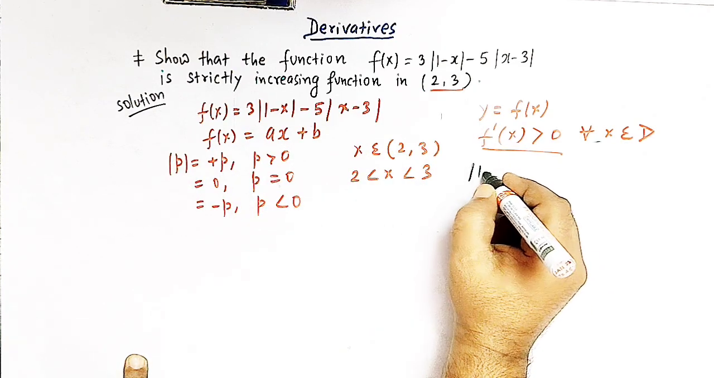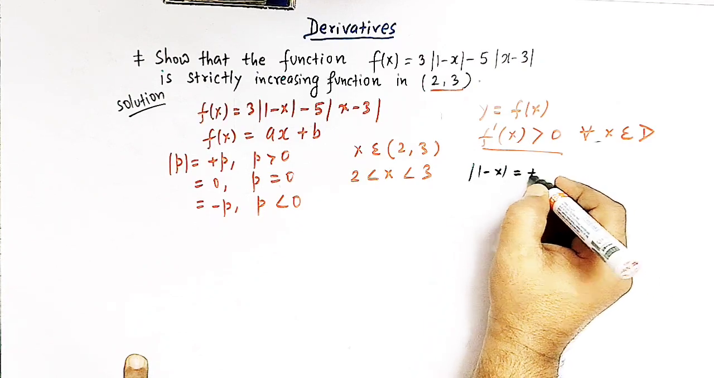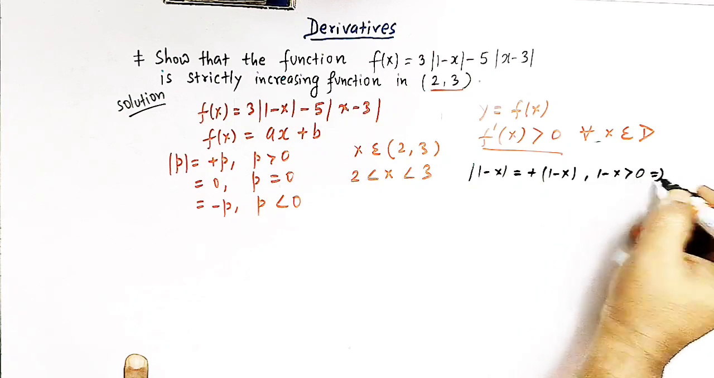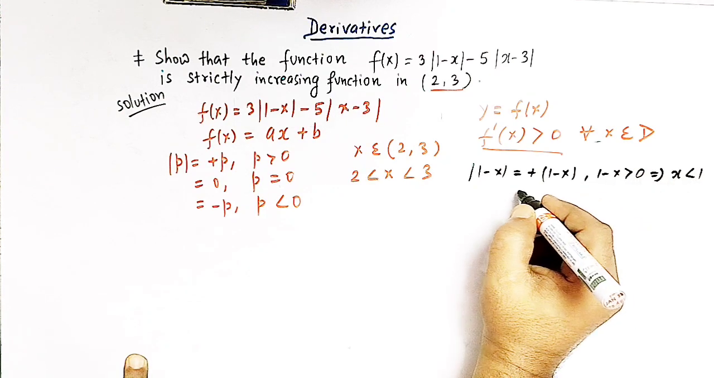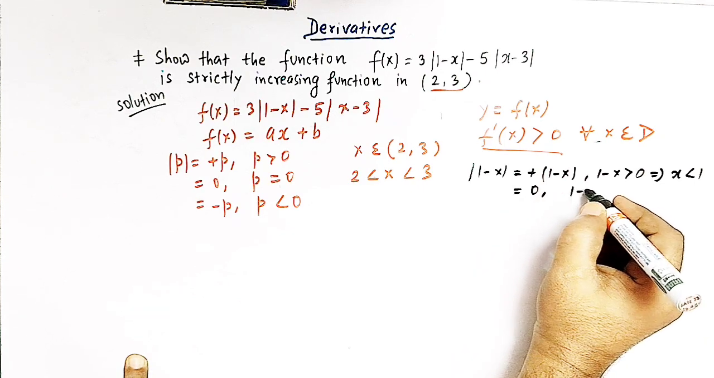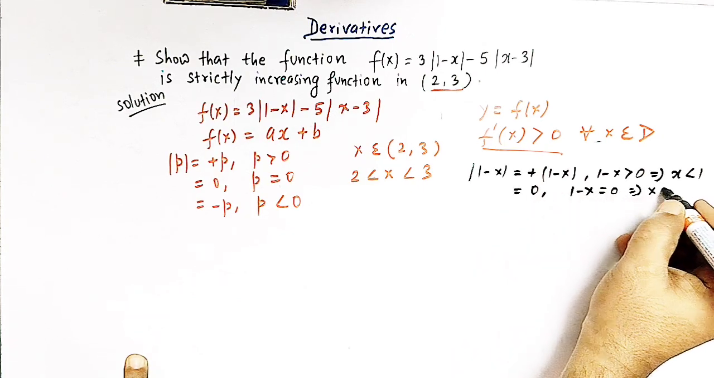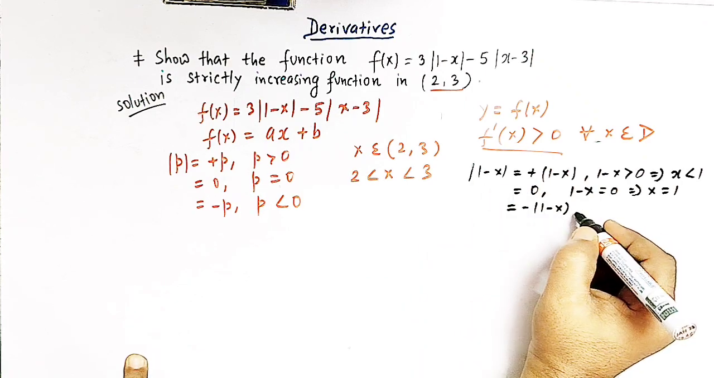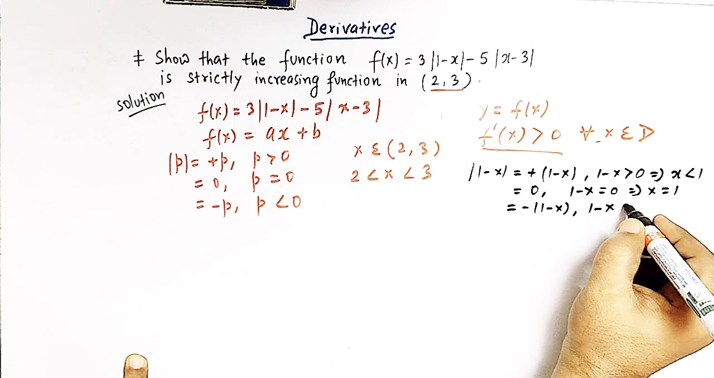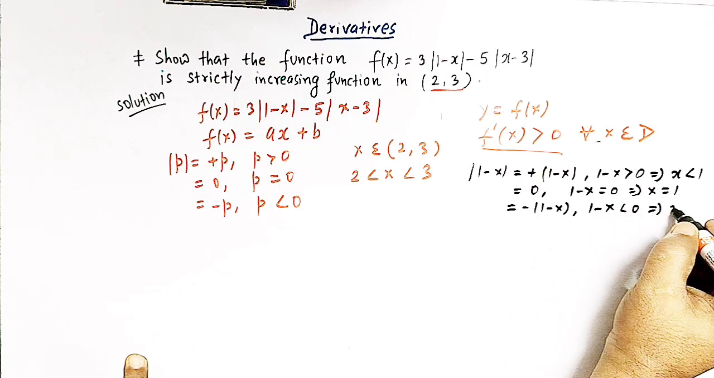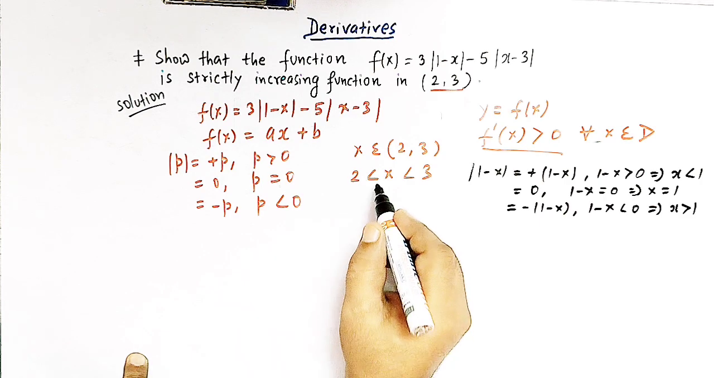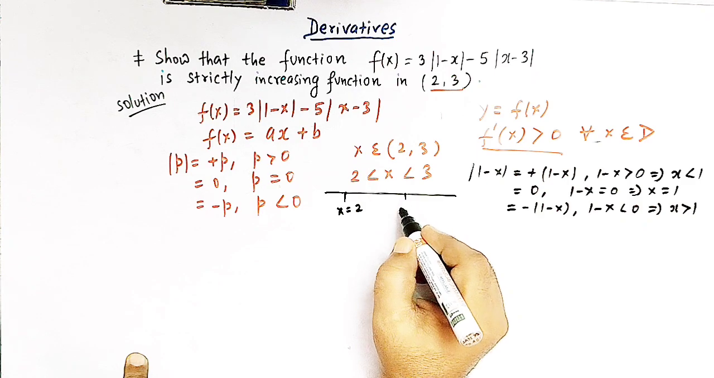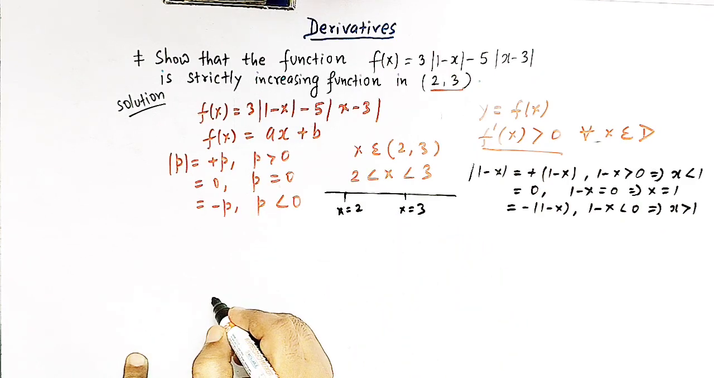So we have mod of 1 minus x is equal to a positive 1 minus x whenever 1 minus x is greater than 0, or x is less than 1. And this is 0 when 1 minus x is equal to 0, that is x is equal to 1. And mod of 1 minus x is negative (1 minus x) when 1 minus x is less than 0, that is x is greater than 1, right? So here we have x is equal to 2, and here we have x is equal to 3, right?